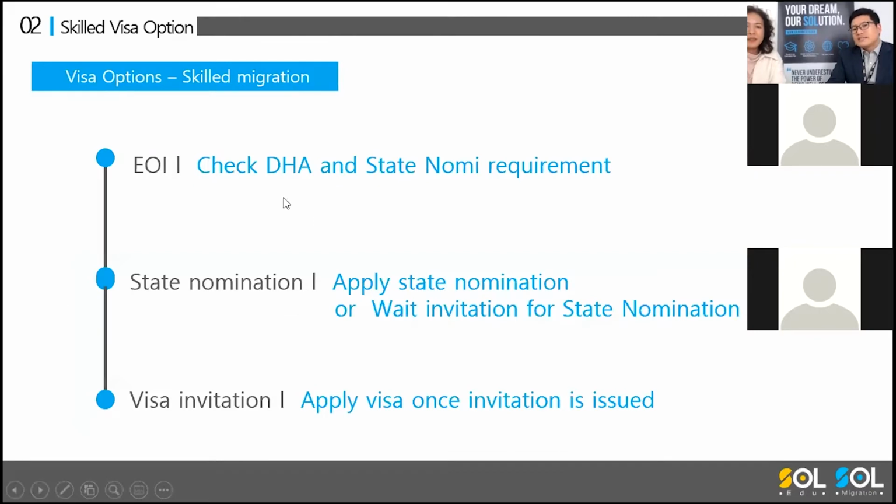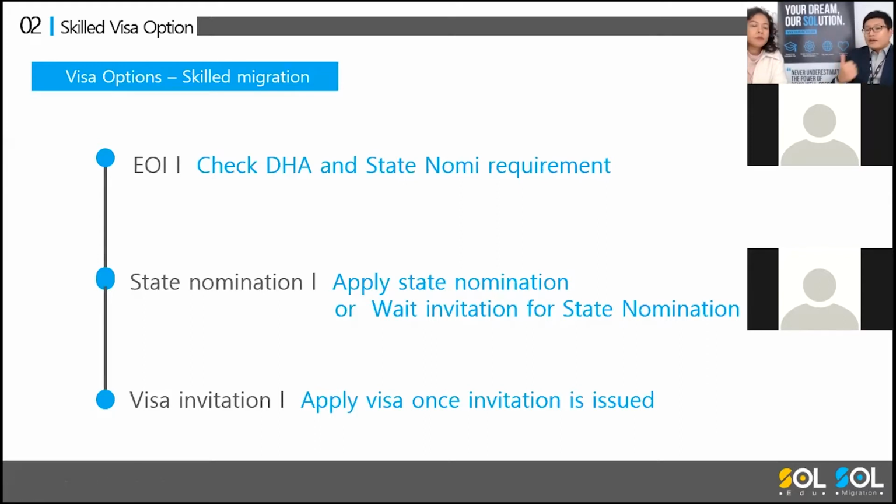So this skilled nominated visa, meaning the state nomination visa, has 3 different steps. Like the 189 skilled independent visa, there are simple 2 steps: EOI, pick the EOI, and get an invitation to apply for the visa. But in these 2 visas, 190 and 491, it is based on the state nomination. So that's why once we have done all the requirements, you must check the DHA requirement.